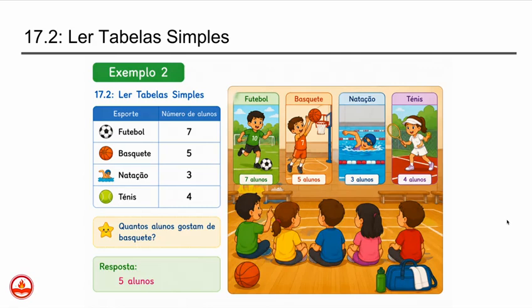The question asks, how many students like playing basketball? And we can find the basketball row and see the number. There are 5 students who like playing basketball, so the number is 5.